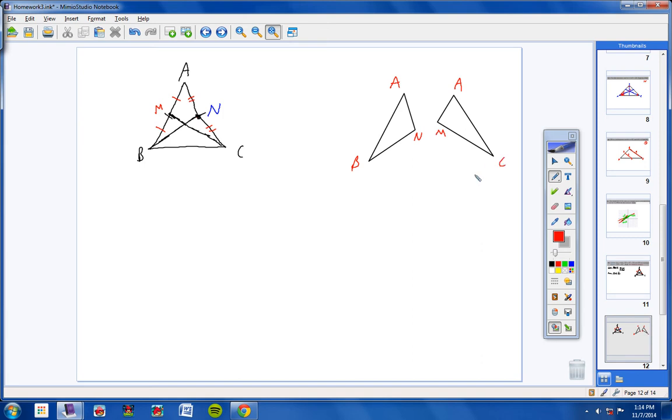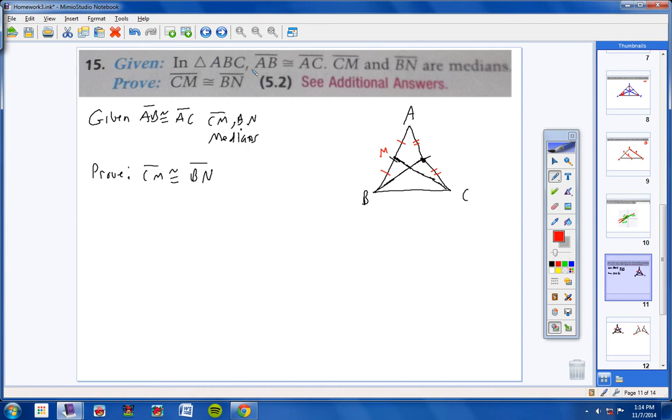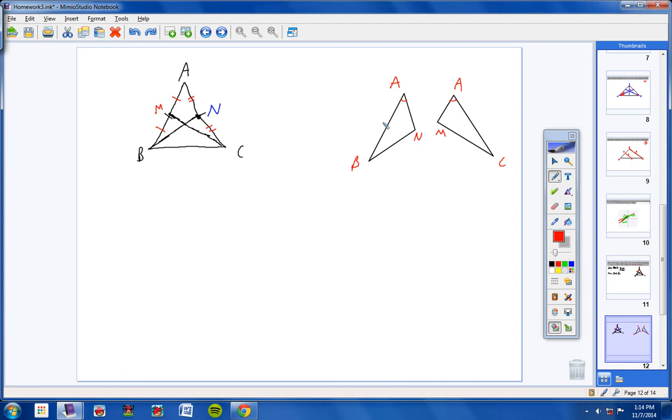AMC. Now, look students, first of all, these two triangles already share this angle here, okay? And then look at your given back here. We're given that AB is congruent to AC right here. Okay, so we know that this side here is congruent to this side over here.